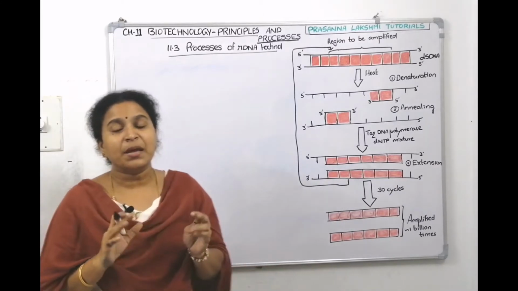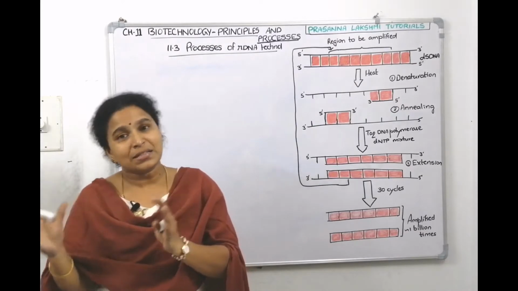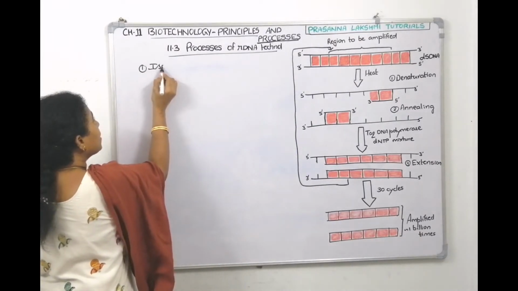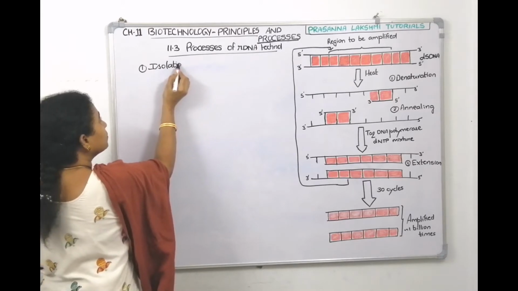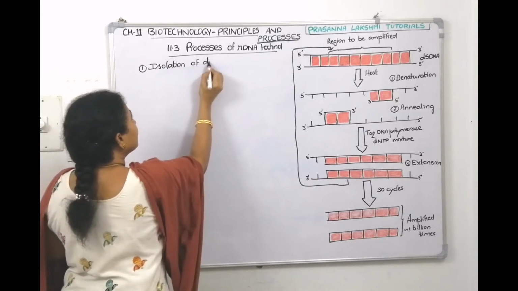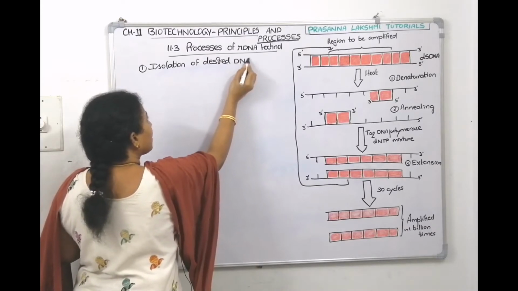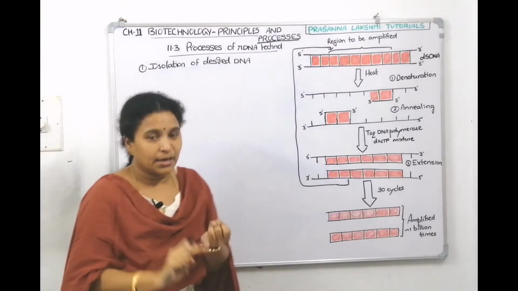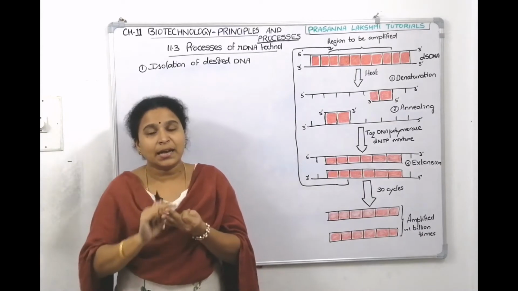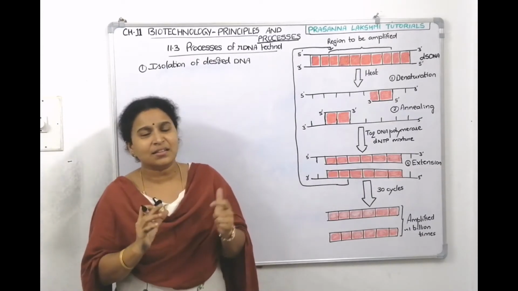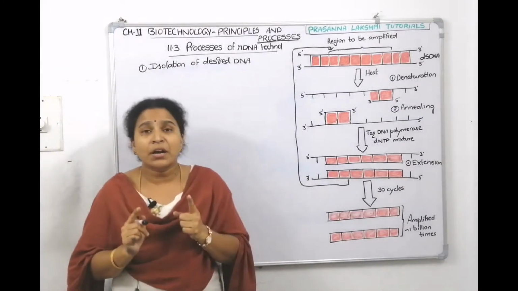The first step is isolation of the desired DNA. Foreign DNA, target DNA, alien DNA, gene of interest, all of these are synonyms for this. How are you isolating?